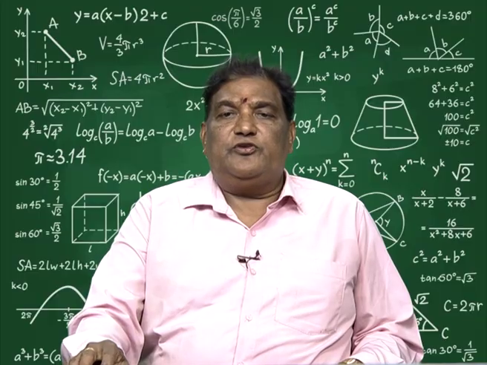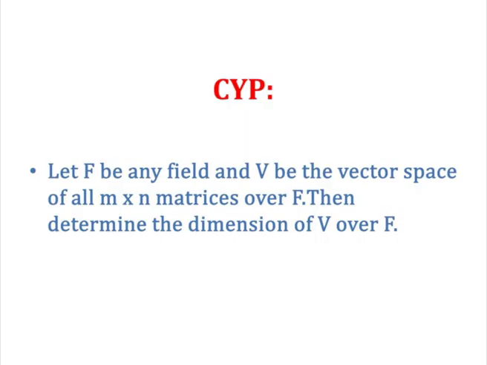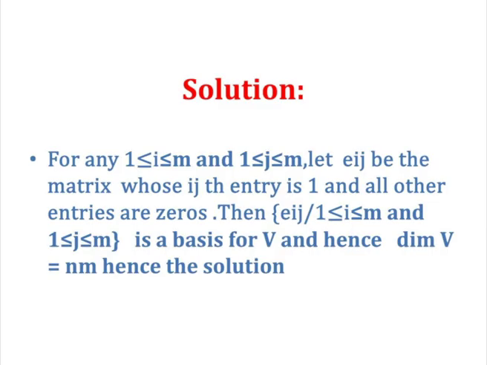CYP. CYP means check your progress. Let F be any field and V be the vector space of all m cross n matrices over F. Then determine the dimension of V over F. Solution. For any i between 1 to m and j between 1 to n, that is 1 less than or equal to i less than or equal to m, and 1 less than or equal to j less than or equal to n.